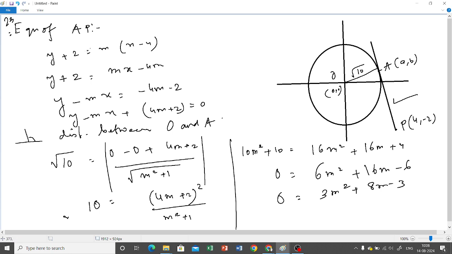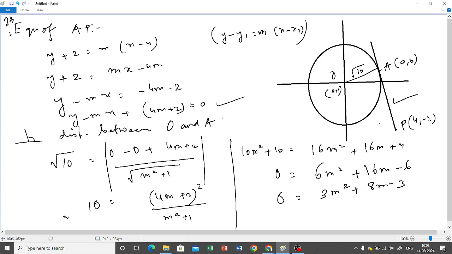Now what is the equation of any line? Here I am finding the equation of AP, that is y minus y1 is equal to m into x minus x1, right? That is the equation of a straight line. So here what is x1? x1 is 4, and y1 is minus 2. If I put the values into y minus y1 equals m into x minus x1, I will get this.